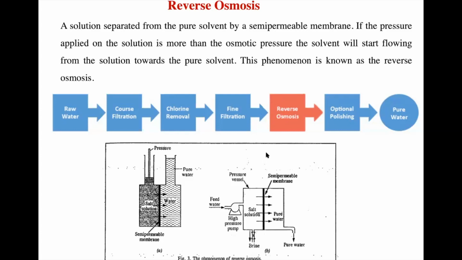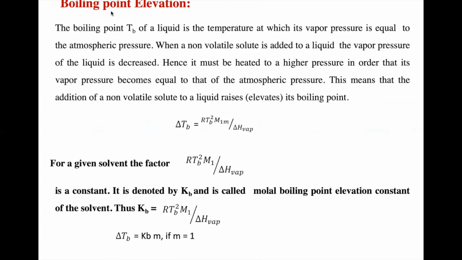Now the next colligative property is boiling point elevation. Basically, the boiling point TB of a liquid, TB meaning the boiling point, is the temperature at which its vapor pressure is equal to the atmospheric pressure. When a non-volatile solute is added to a liquid, the vapor pressure of the liquid is decreased.